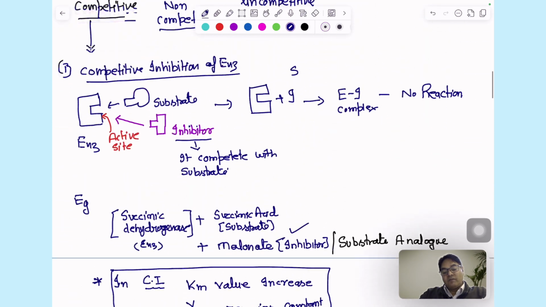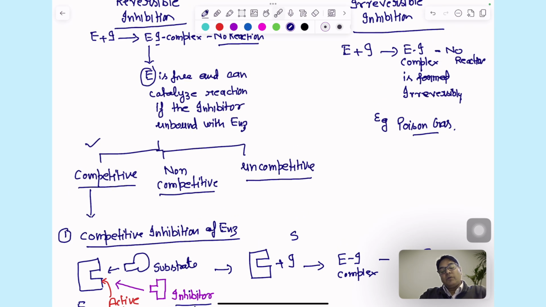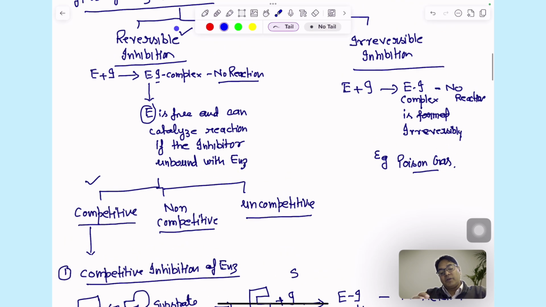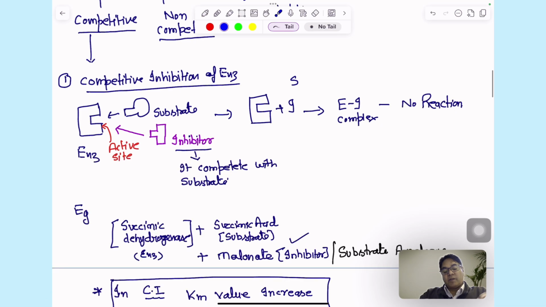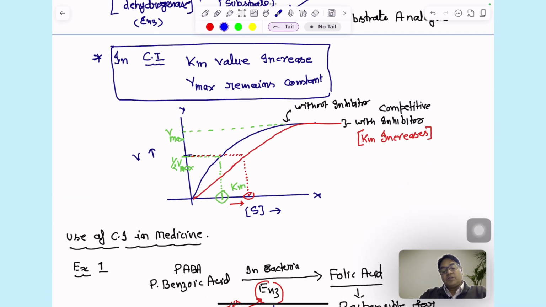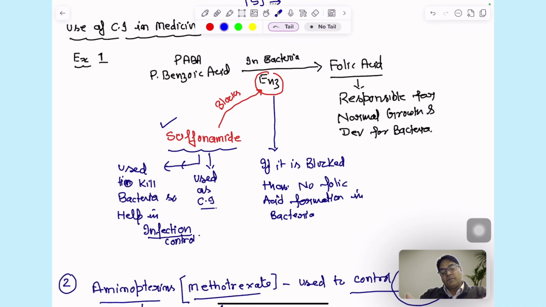So let me quickly revise competitive inhibition. Competitive inhibition is a type of reversible inhibition where the inhibitor binds reversibly. Alright. In competitive inhibition the Km value increases but the Vmax remains constant. And these are certain drugs which are used as competitive inhibitors to combat certain medical problems.